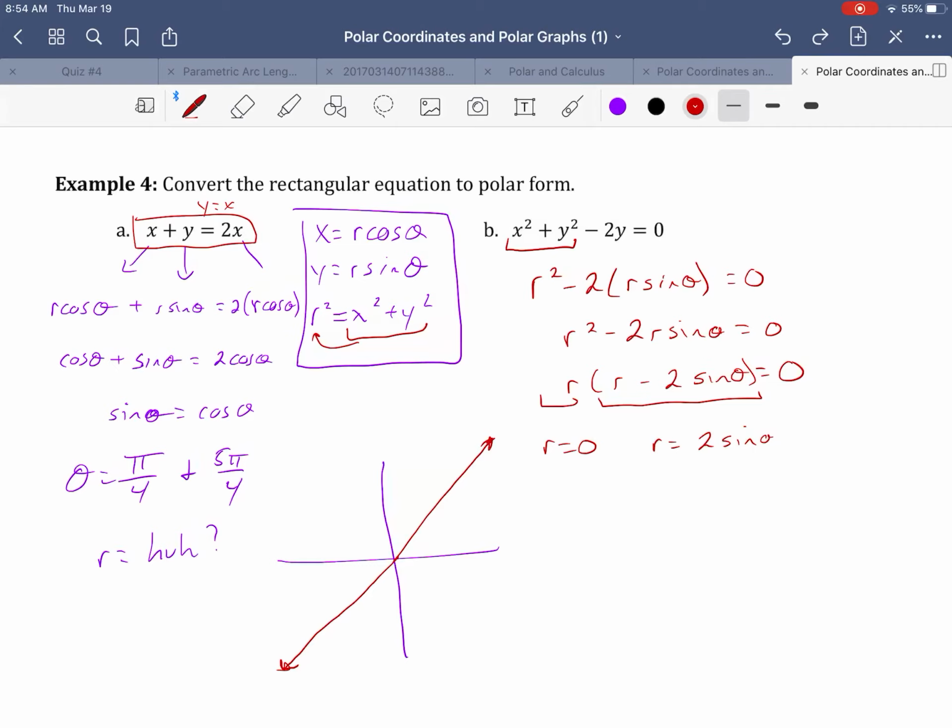I was setting it equal to 0, and then I got r equals 2 sine theta. So now you got to figure out, r equals 0 is nothing. That goes away. Here's your system for r. So now you know that r equals 2 sine theta.